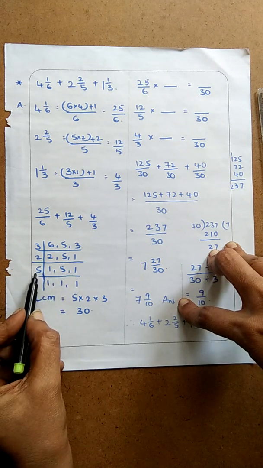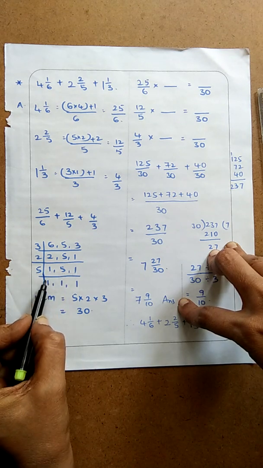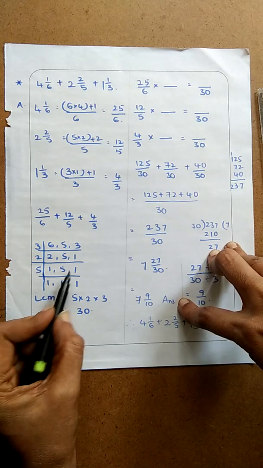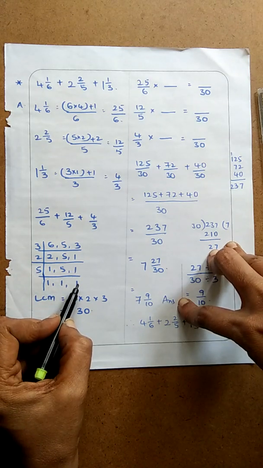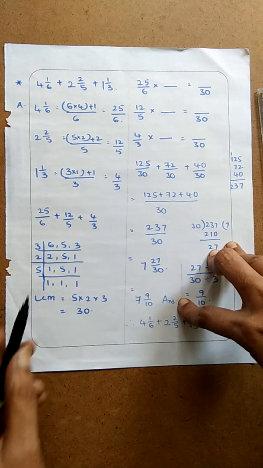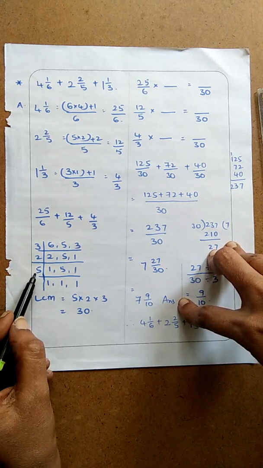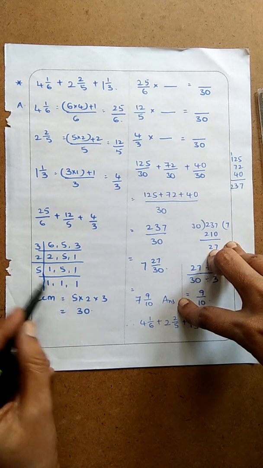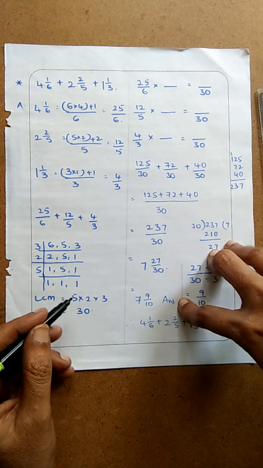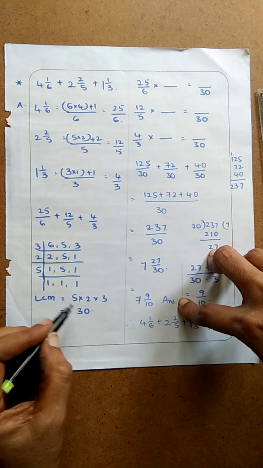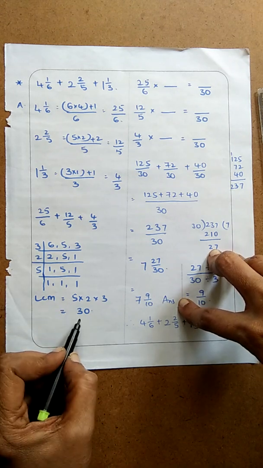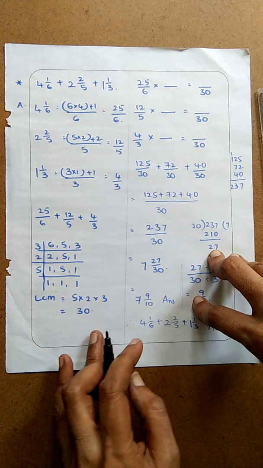Now let us divide by 5. 1 as it is, no change. 5 goes 1 time and we got 1 as it is. Now let us find the LCM. 3 into 2, 6. 6 into 5, 30. Or you can multiply in any order, 5 into 2 into 3 or 3 into 2 into 5. Anyway, you get 30 as the LCM.